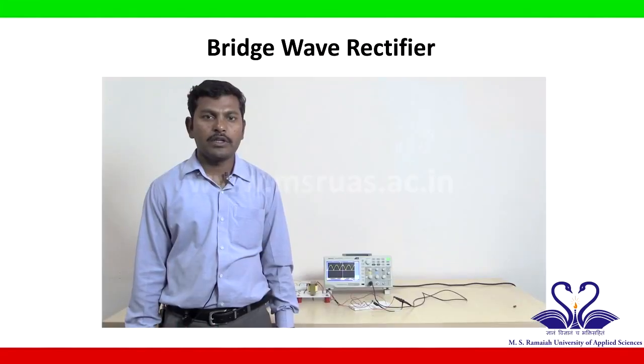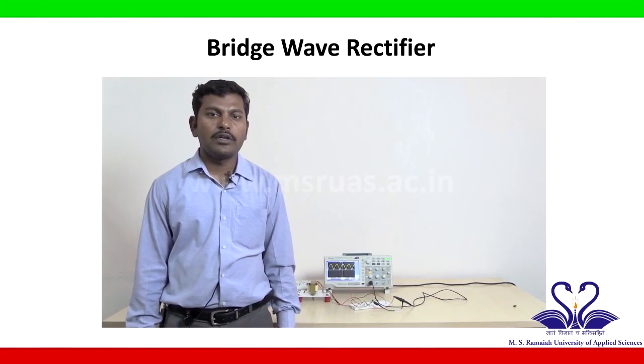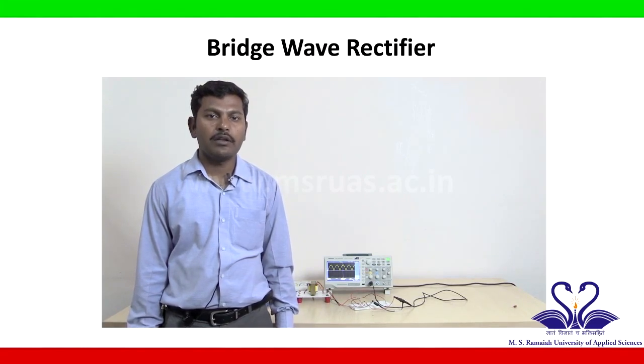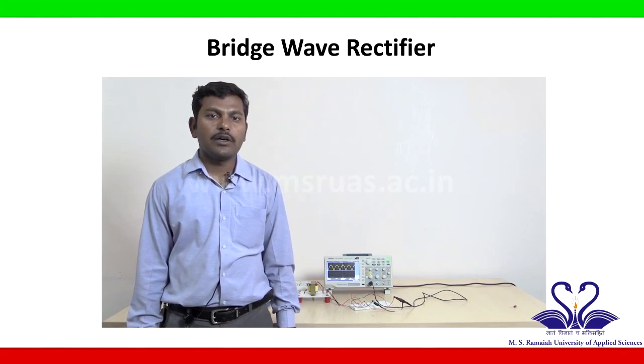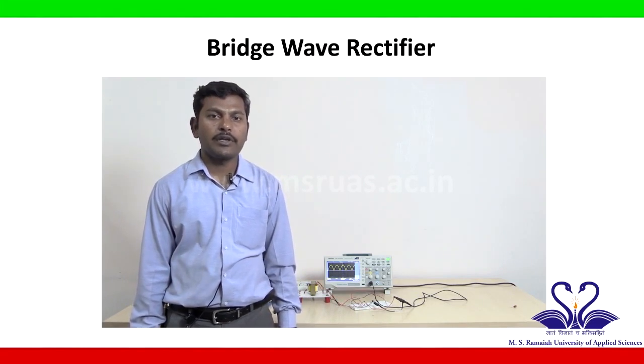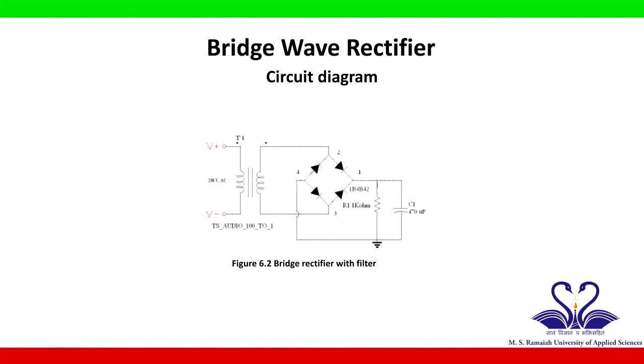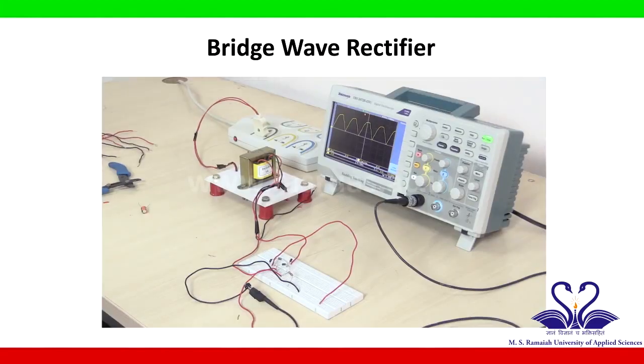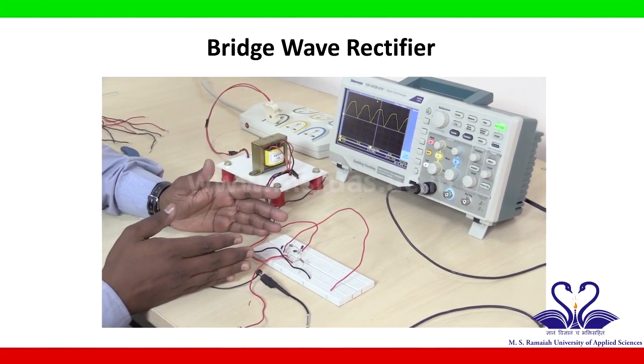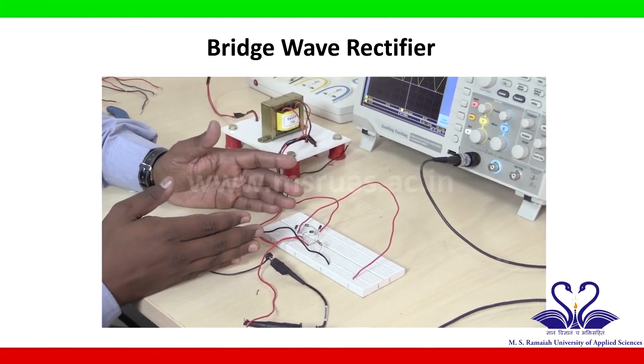Now we are done with the bridge wave rectifier without filter. We have observed the output waveform and also measured the output voltage value of a bridge wave rectifier without filter. Let us start with the circuit connection of a bridge wave rectifier with capacitor filter based on the given circuit diagram. This is the circuit connection of a bridge wave rectifier without filter.